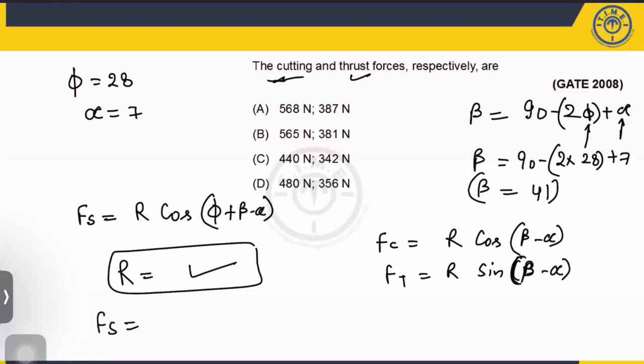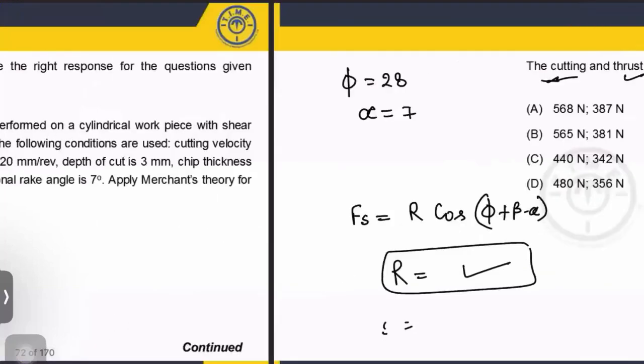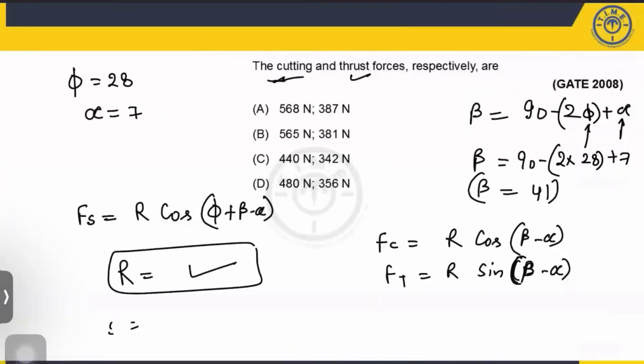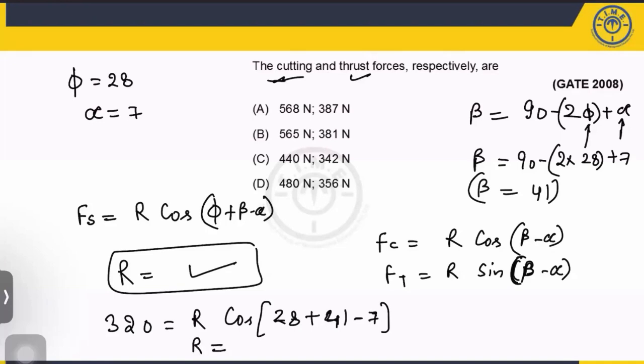The shear force you know. What is the shear force? Let me take the shear force as 320. So the shear force 320 is equal to R cos of phi, where the phi value is 28, plus beta, what is the beta value? 41, minus alpha, what is alpha? 7. So from here, the R value you can easily calculate. That will be approximately 681.2.